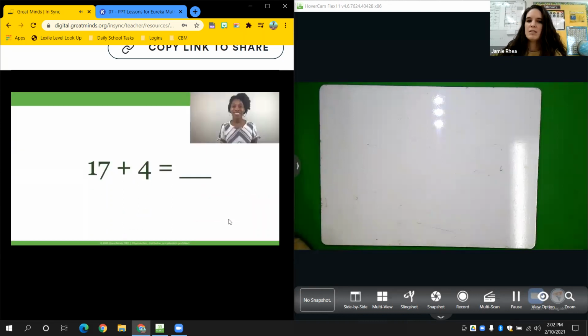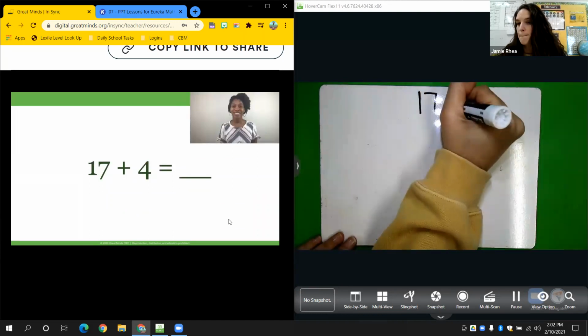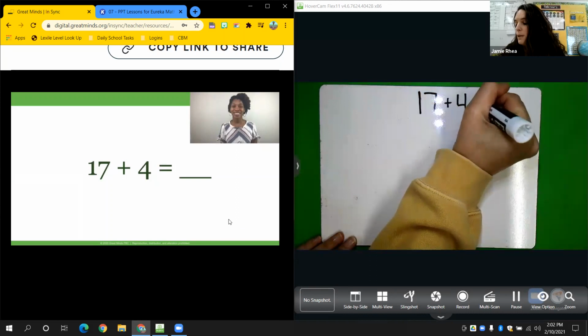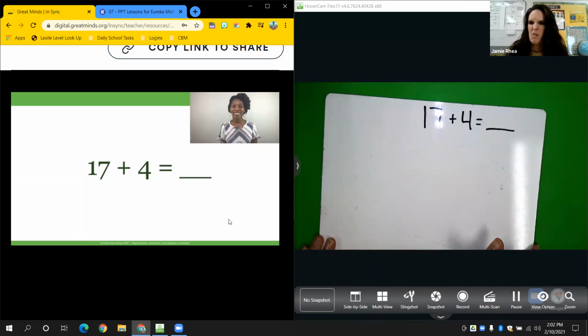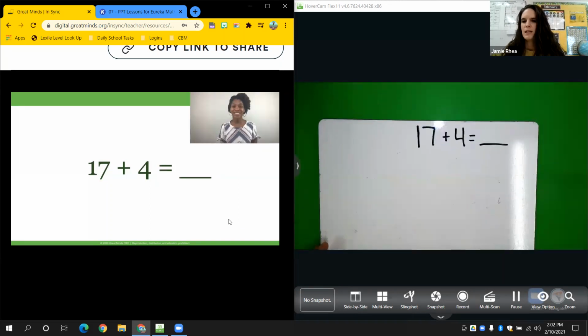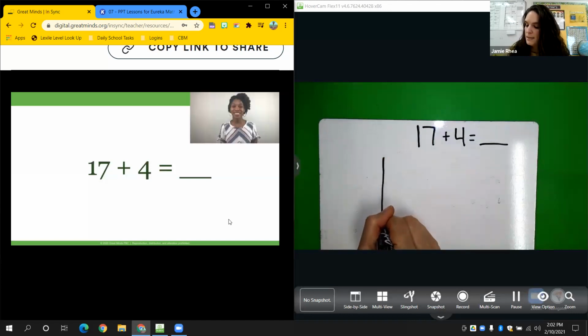Okay, so let's look at our problem. We're going to solve this. 17 plus 4. So let's write 17 plus 4 equals something. Okay, now, a little glare going on, sorry guys. All right, so I'm going to look at 17 as 1 ten and 7 ones. 1, 2, 3, 4, 5, 6, 7.